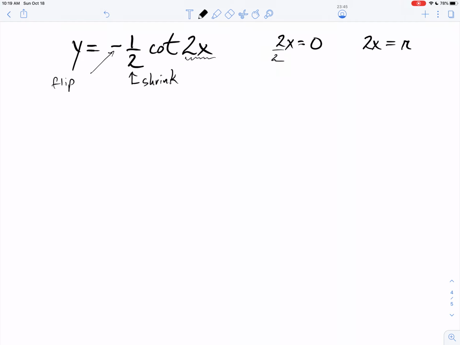If I divide both of these by 2, I still have 0. What is this guy? He's asymptote 1. If I divide this by 2 and divide this by 2, I get x equal pi over 2. That guy is my second asymptote. So my graph is going to be all the information between those two asymptotes.